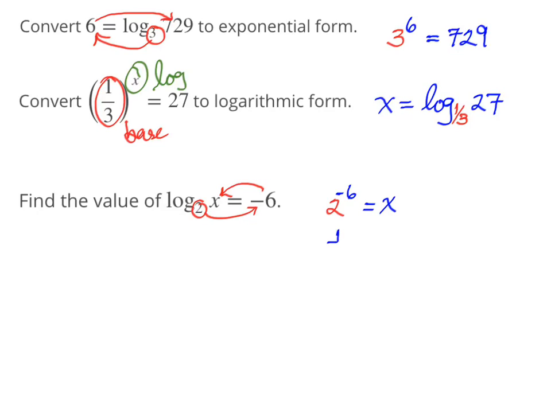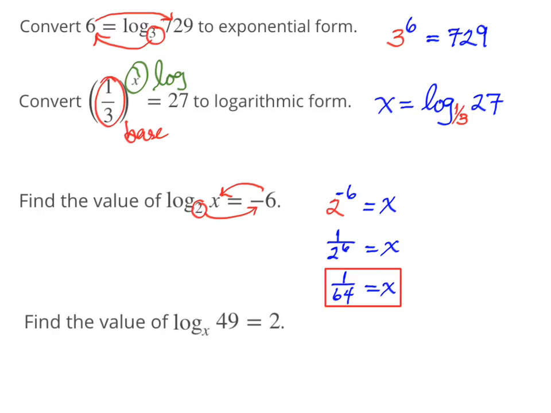2 to the -6 is 1 over 2 to the positive 6. So we've got 1 over 64, and that's x. So we started with a logarithmic equation we wanted to solve. We first converted it to exponential form, and we were able to solve that.